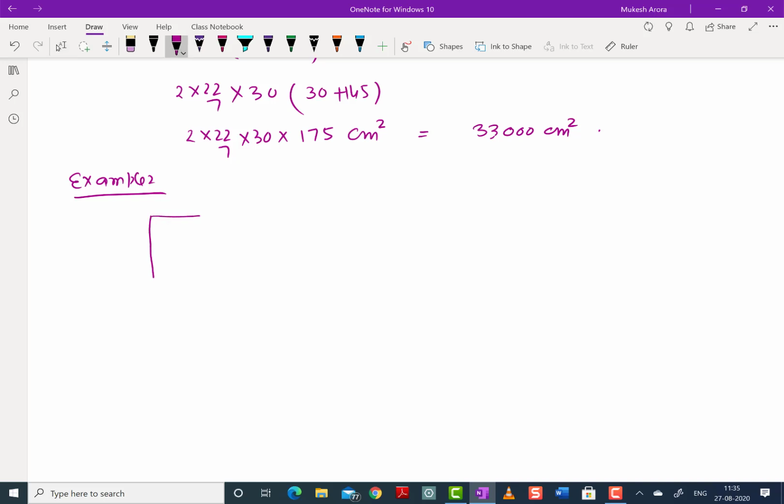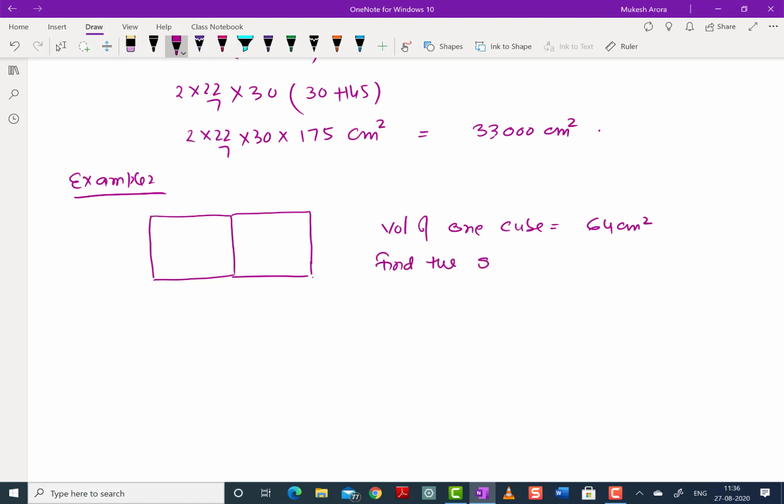Two cubes. One cube is this, another cube is this. And the volume of one cube is 64 centimeter cube. We have to find the surface area of the resulting cuboid.